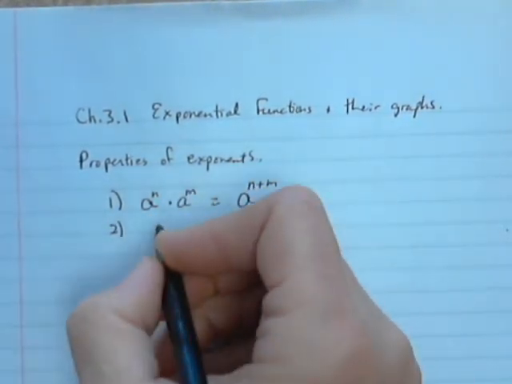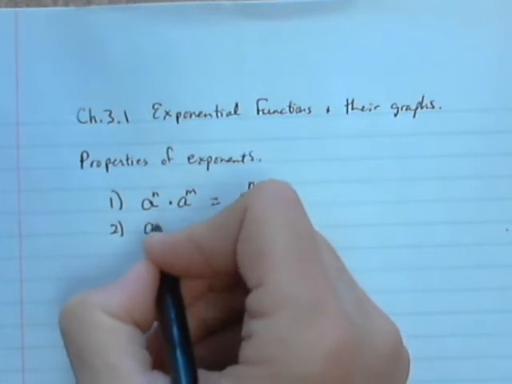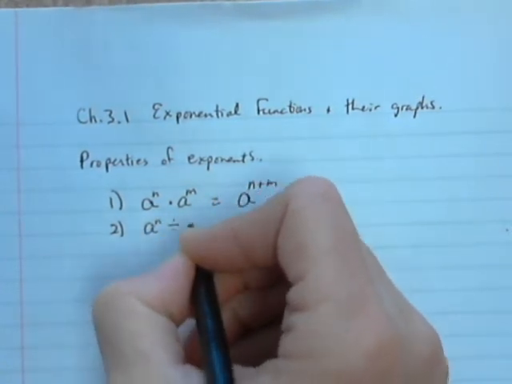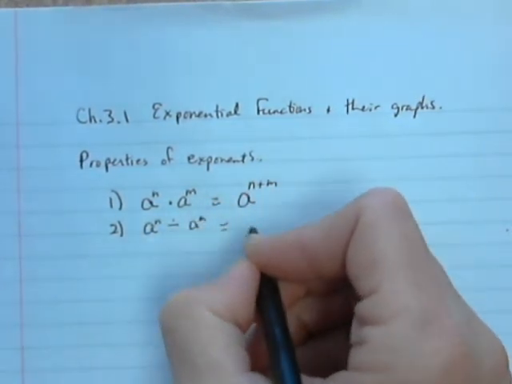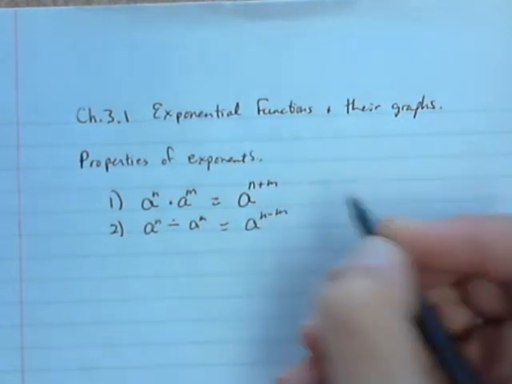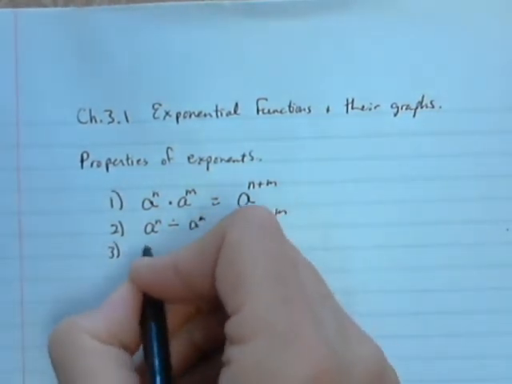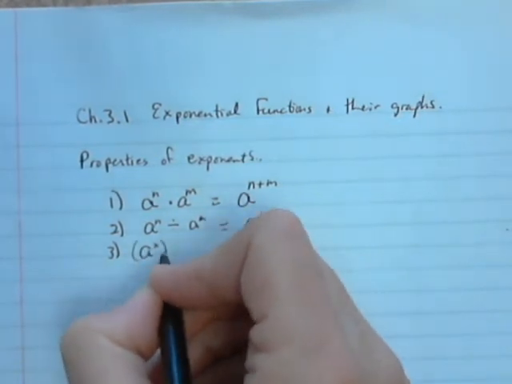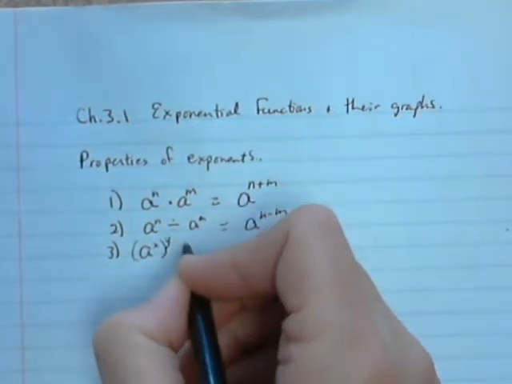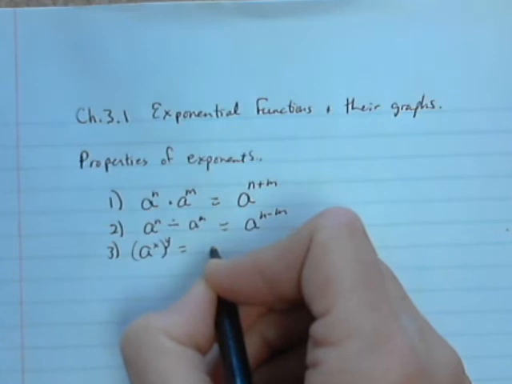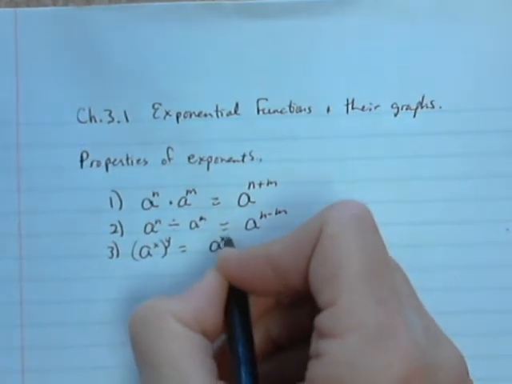The second property of exponents is the quotient rule. If you have a to the n divided by a to the m, that is a to the n minus m. The third rule is the power rule. If you have a to the x taken to the y power, you multiply the exponents. So you have a to the x times y.